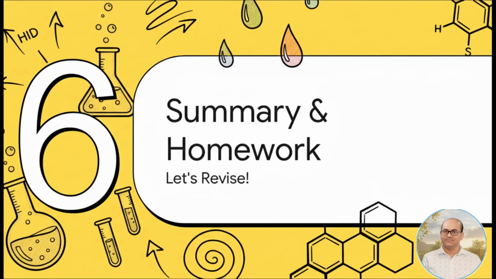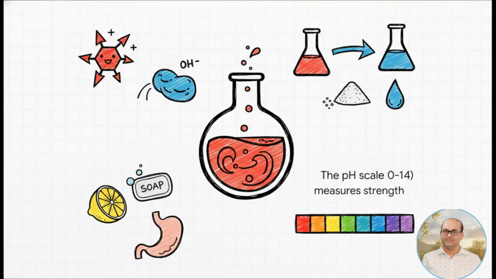Whew, we have covered a lot today, haven't we? From lemons to stomach aches to festival idols, but I hope you can see how it is all connected. So, before we finish, let's do a super quick revision of all the important points. Ready? Let's recap. First, acids give H+ ions. Bases give OH- ions. Second, we use indicators like litmus to tell them apart. Third, when an acid and a base meet, they neutralize each other to form salt and water.